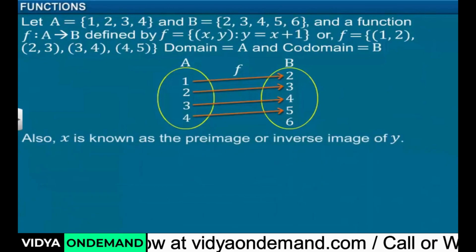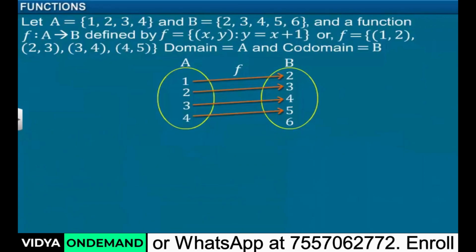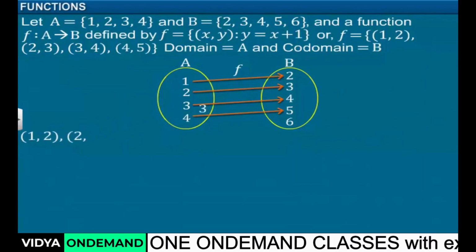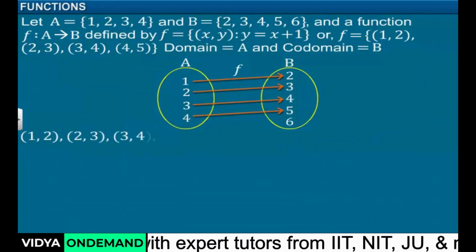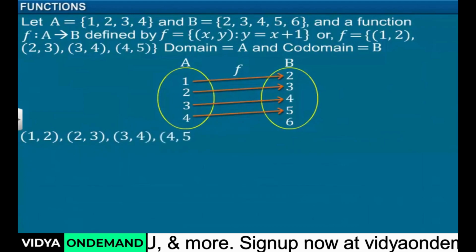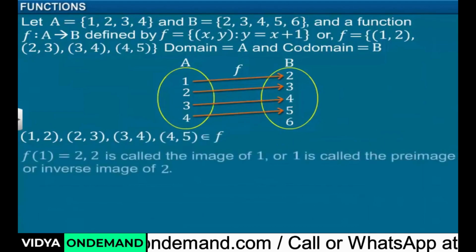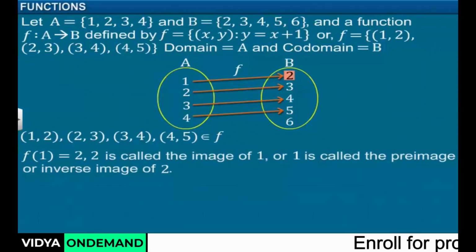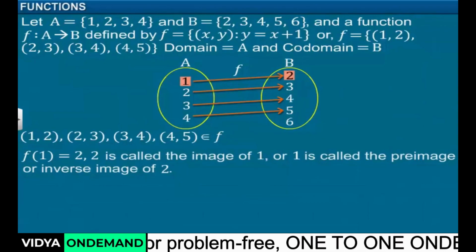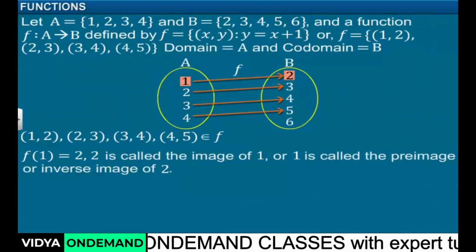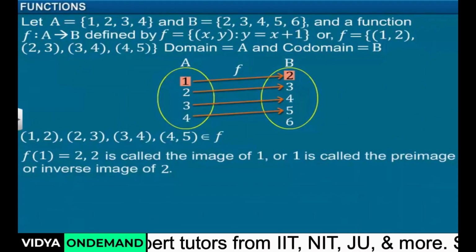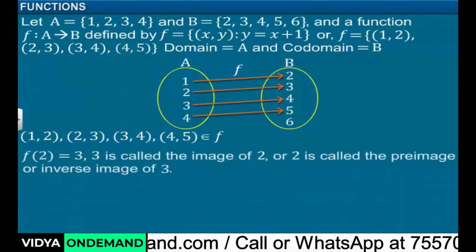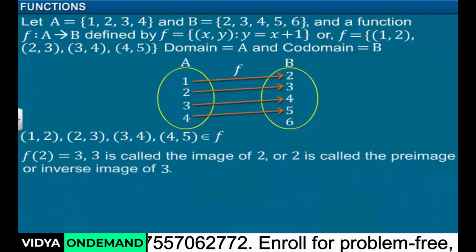The ordered pairs 1, 2, 2, 3, 3, 4, and 4, 5 belong to f. F of 1 is equal to 2, which implies that 2 is the image of 1, or 1 is the pre-image or inverse image of 2. Similarly, for the other ordered pairs, we have the images and pre-images as shown.